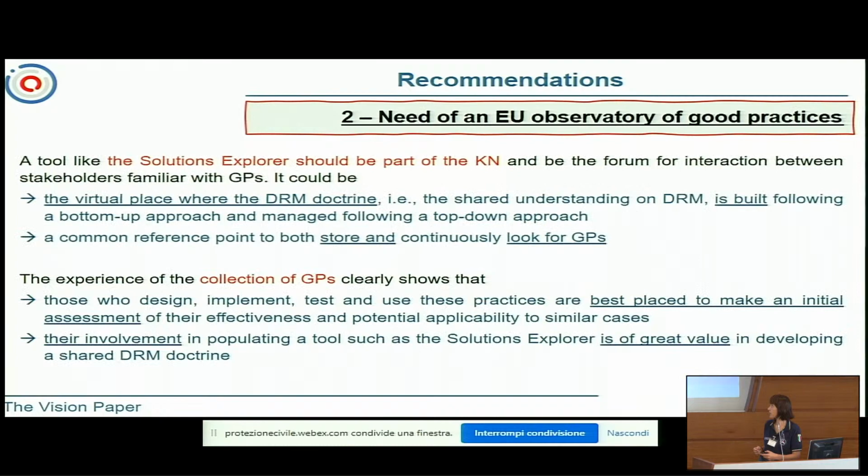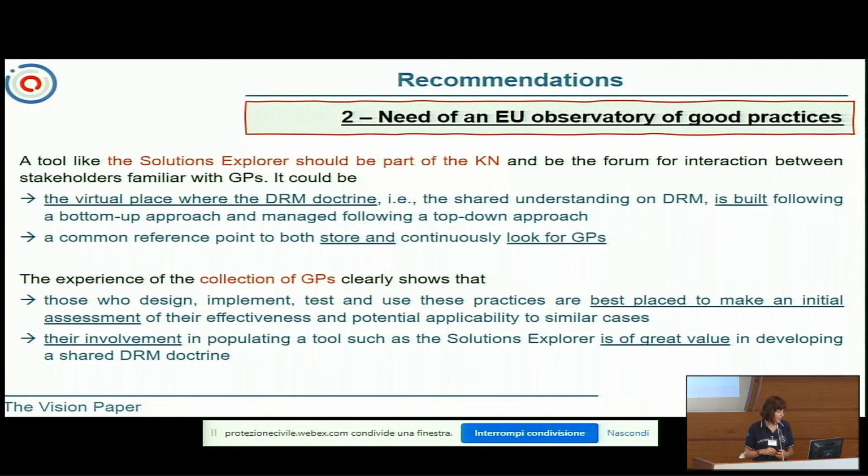The second recommendation deals with the need for a European observatory of good practices. We think that a tool like the Solutions Explorer should be part of the knowledge network, but we are happy to know from what our colleagues Felix and Alexandra said this morning that this seems a shared vision. We consider this kind of tool a virtual place where the disaster risk management doctrines, so the shared understanding, are built, following a bottom-up approach to fill in the good practices in the Solutions Explorer, and a top-down approach to govern this tool. And it is also a common reference point to store and to look for the good practices.